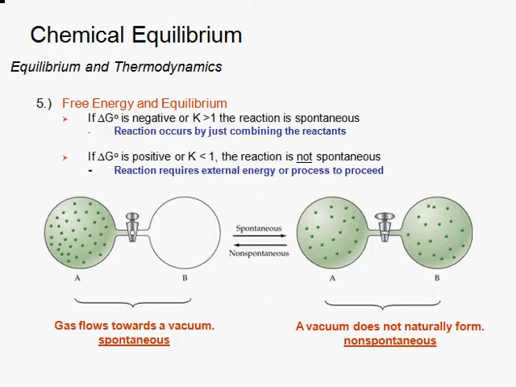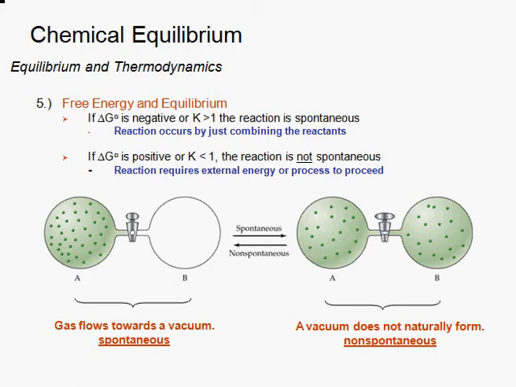If delta G is negative, or K is greater than 1, the reaction is spontaneous. The reaction occurs by just combining the reactants. If delta G is positive and K is less than 1, the reaction is non-spontaneous. The reaction requires external energy to proceed.